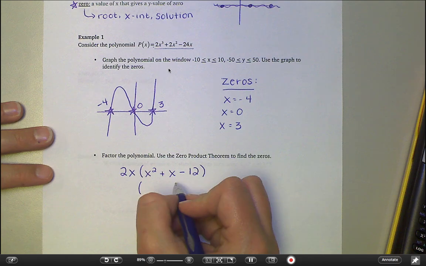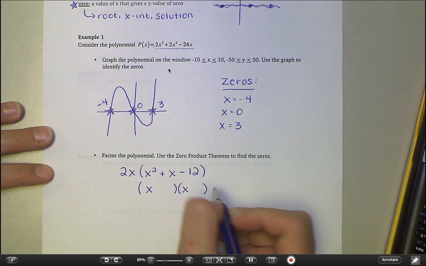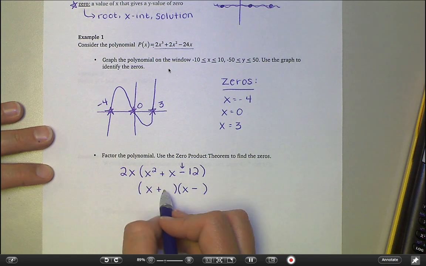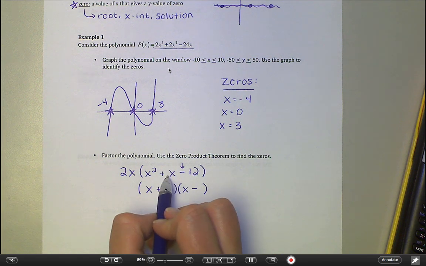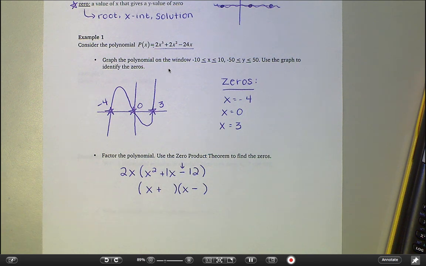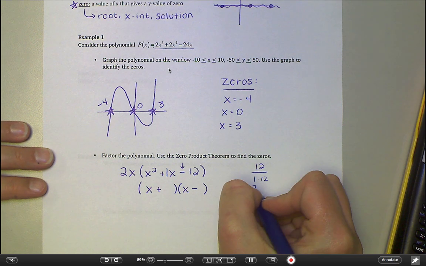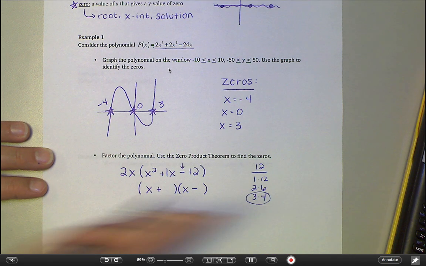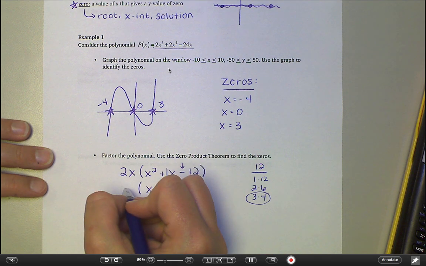And then I'm going to take these parentheses and go one step further. This is negative, so that means I'm going to have one positive and one negative, because that's how I multiply and get a negative. Now I want to multiply to make 12 and add or subtract to make a 1 in the middle. All the ways to multiply to 12: we could go 1 and 12, 2 and 6, 3 and 4. I think this is where I'm going to be able to make a 1. So I'm going to go +4, -3, and then bring down my 2x.